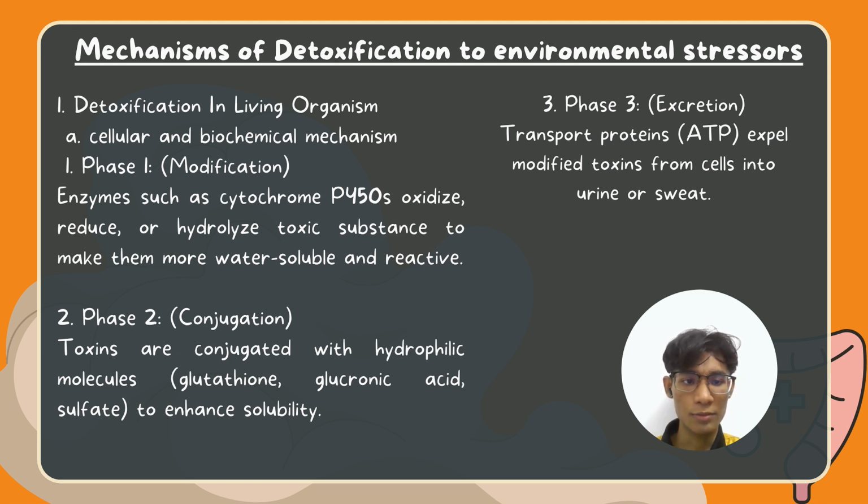The purpose of this phase is to chemically modify toxic substances to make them more reactive and prepare them for further processing. Enzymes like cytochrome P450 will perform reactions like hydrolysis, oxidation, and reduction. During this phase, it will transform lipophilic substances into more polar forms, making them easier to excrete.